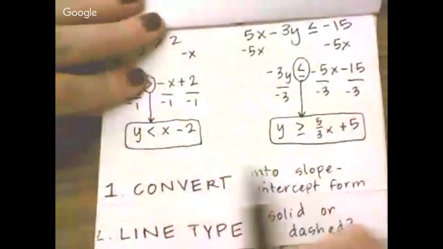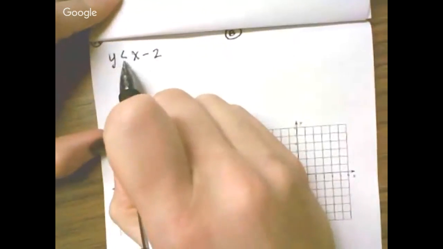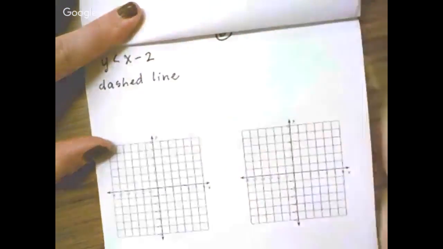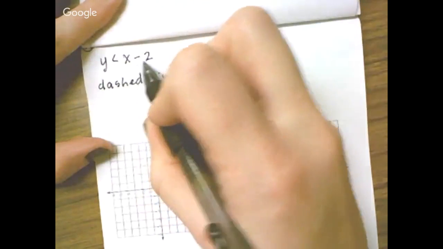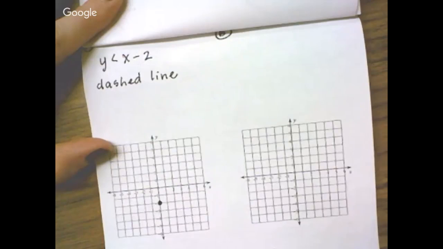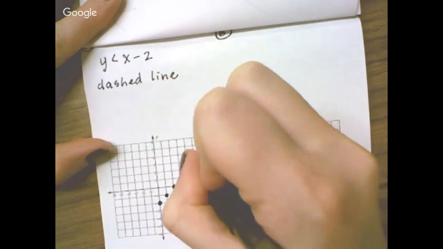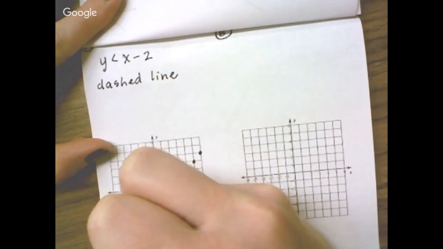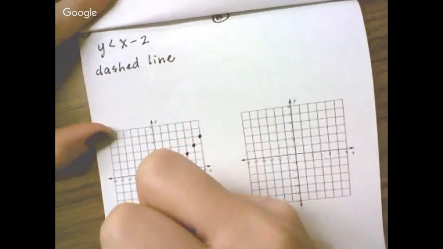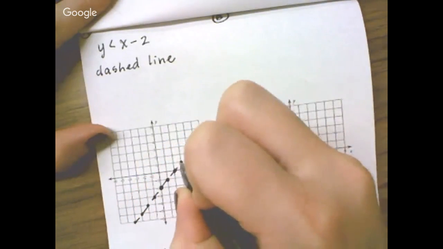My first one I had, we're going all the way back here, y is less than x minus 2. So because it is a less than, I'm going to have a dashed line. Everything else is the same. My y-intercept is at negative 2. My slope is still 1. So I've got rise 1, run 1. The only difference is that when I go to graph it, I'm not going to have a solid line.